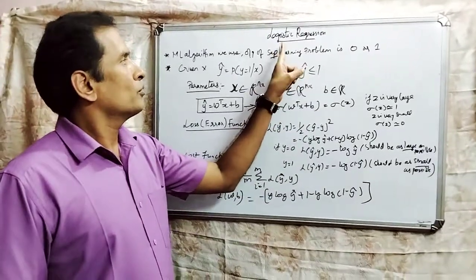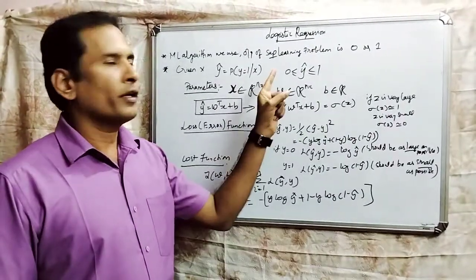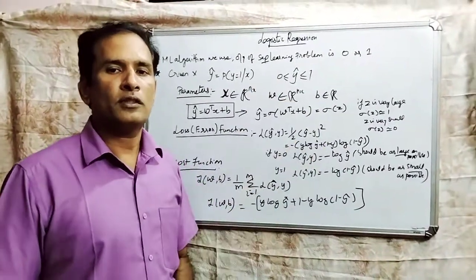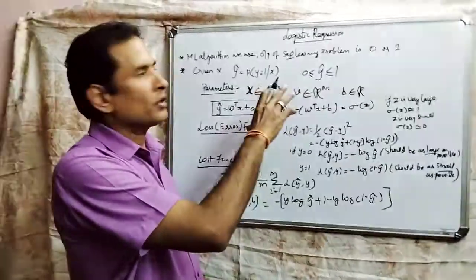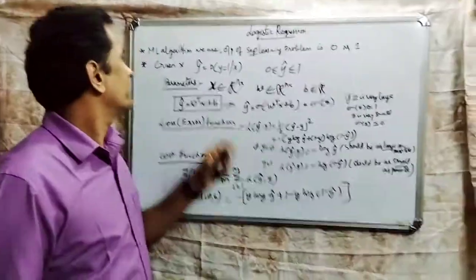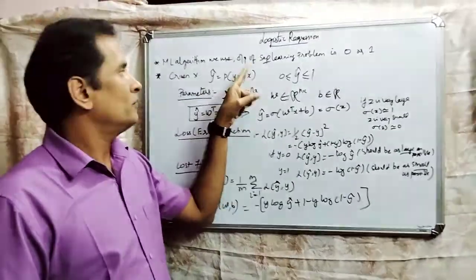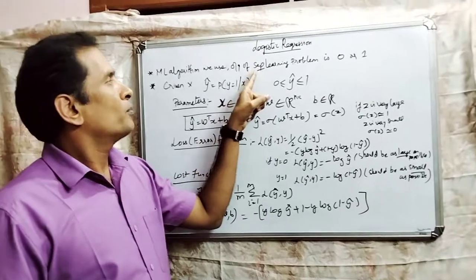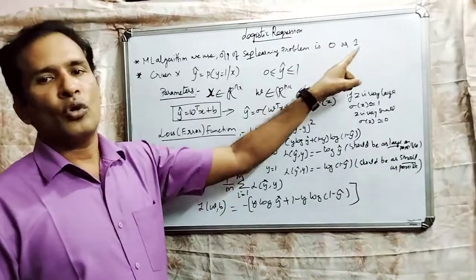Now I am going to discuss something about logistic regression. Before seeing how to implement logistic regression in neural networks, let me give you some introduction about what logistic regression is. Logistic regression is a machine learning algorithm which we use for a supervised learning problem, which produces an output that is either 0 or 1.